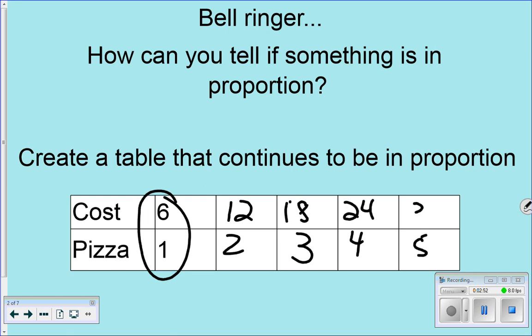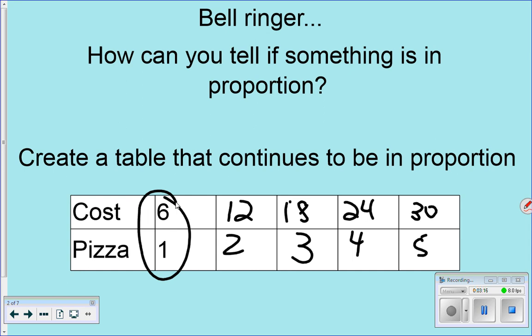5. Okay. Now, if I ask you again, how can I tell if this is in proportion? What could I do to figure that out, Jasmine? And guess what? Is 24 divided by 4 6? And 18 divided by 3, 12 divided by 2? It's in proportion. If I reduce them all the same, guess what it's going to reduce to? 6 over 1. Okay. Questions so far?